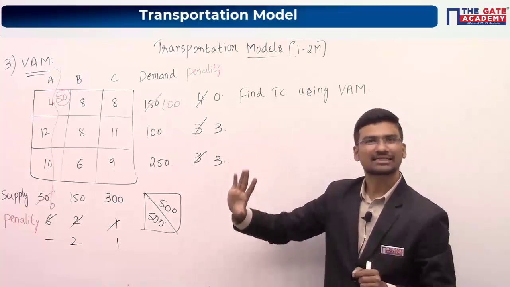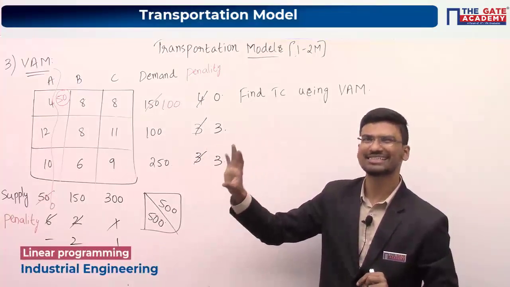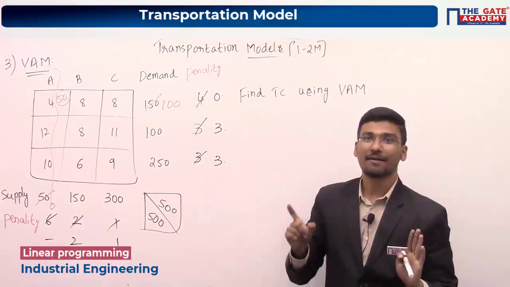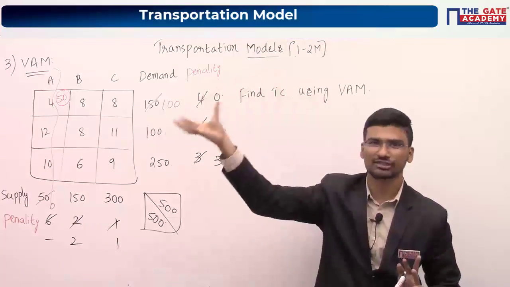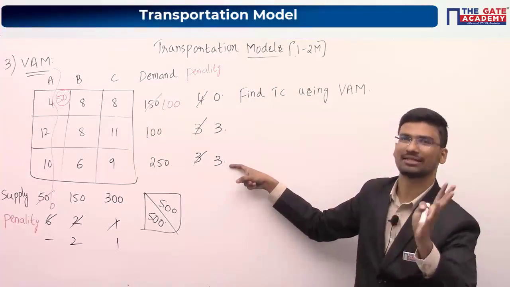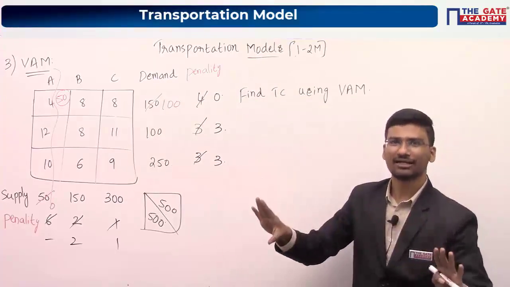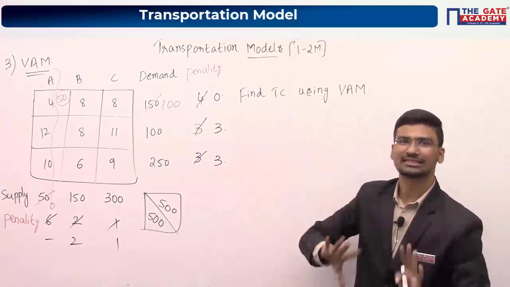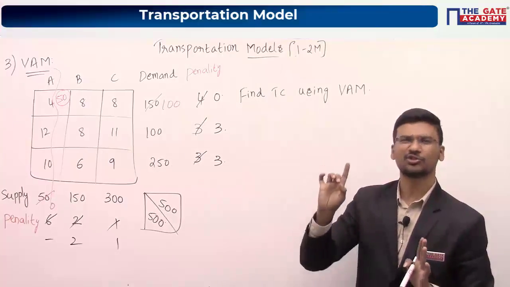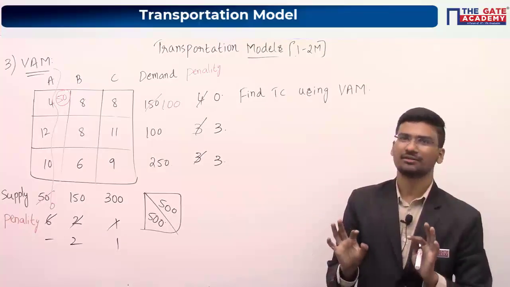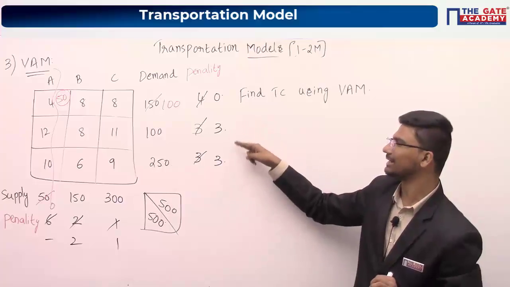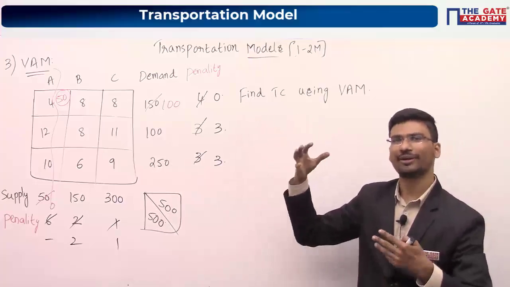Whenever they ask questions in the GATE examination, they will frame questions in such a way that even if you break these ties randomly, everyone will get the same answer. But in actual cases, in some other questions, if you choose this penalty you may get a different answer, and if you choose that penalty you may get some other answer. To maintain equality in the GATE examination, they frame the question so that you get the same answer. So don't worry. In this question also, if you break the tie randomly or arbitrarily, you will get the same answer.